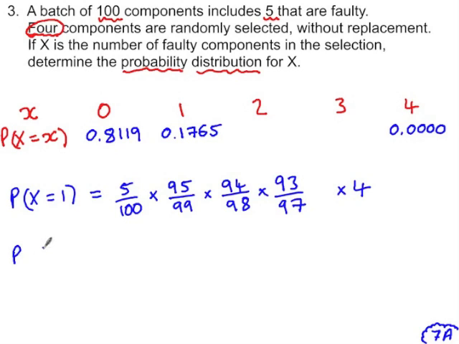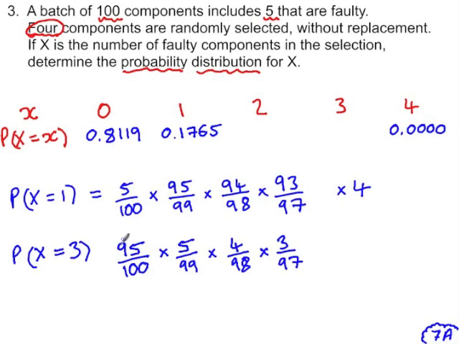Similarly, the probability that x is 3. This time, we only have one component that's not faulty, so that could be the first one, but then the remaining 3 are all faulty. But the not faulty component could be the first, second, third, or fourth component to be drawn out, so we can multiply that by 4, 0.0002 to 4 decimal places.